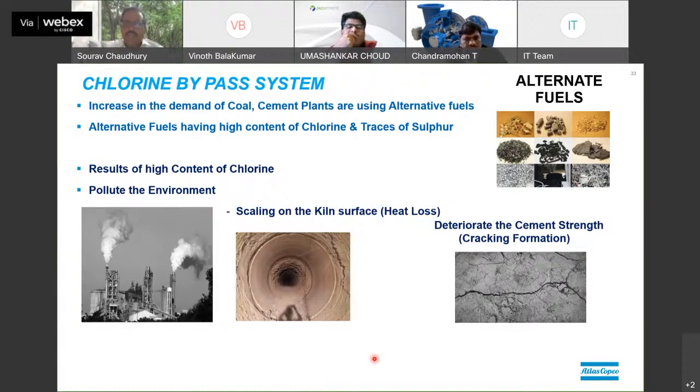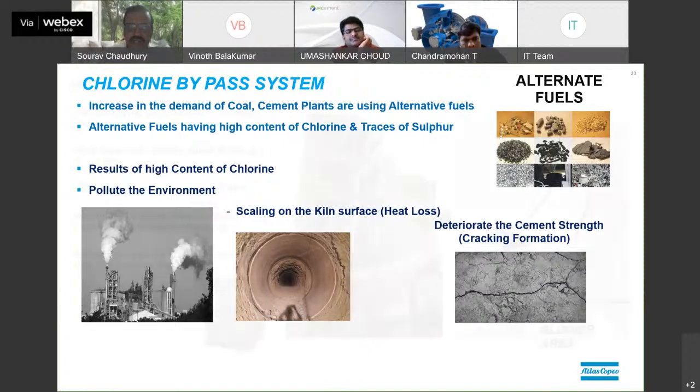But with alternate sources of fuels, we do get some undesirable gases like sulfur and chlorine, which not only pollute the environment, but also deteriorate the quality of the cement. That kind of gas has to be gotten rid of. Such systems are normally called sulfur or chlorine bypass systems.